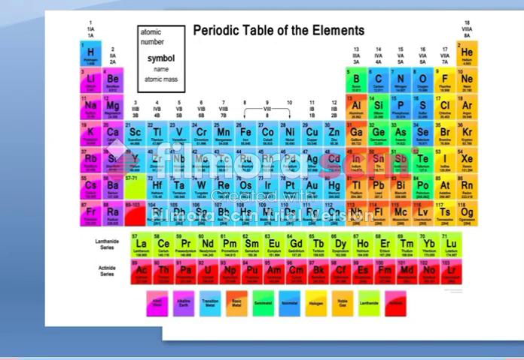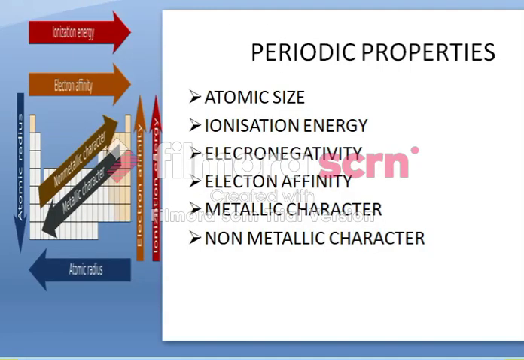So the next property is electron affinity. Electron affinity is the amount of energy released when a neutral isolated gaseous atom accepts an electron and gets converted into a uninegative anion, right? When an isolated gaseous atom, which should be neutral, accepts an electron and gets converted into a uninegative anion, the amount of energy released during that time is called electron affinity.